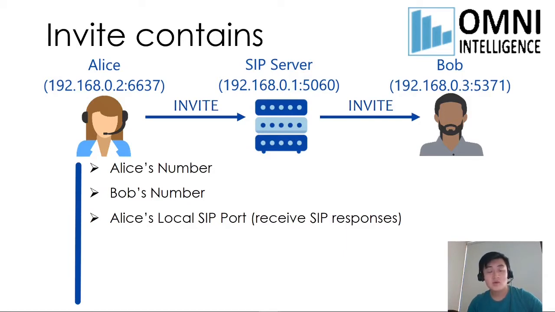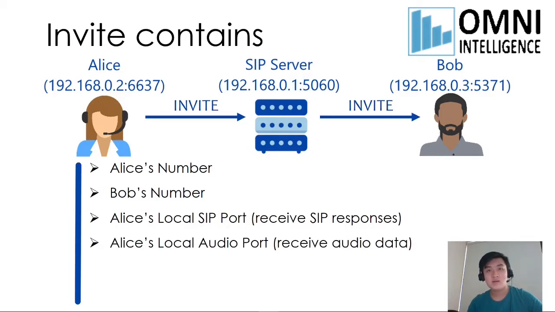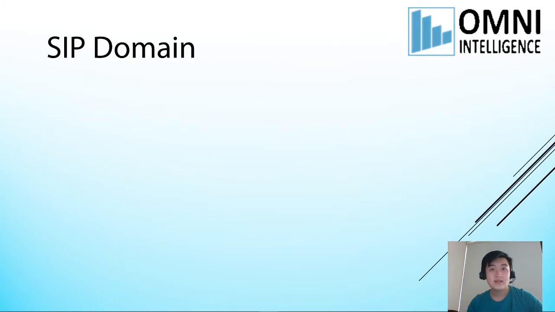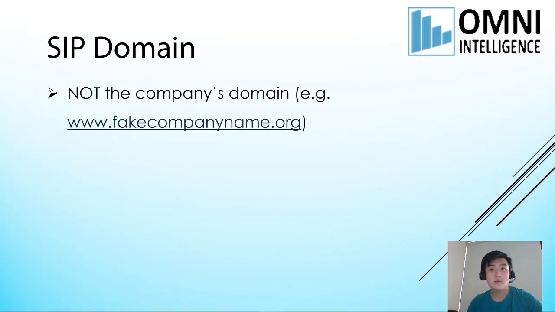But where does audio RTP data go? For that, we'll need Alice's local audio port to receive audio data captured from Bob's mic. Another thing we need is the SIP server domain. So, quick side note, I'd like to mention that the SIP domain is not the company's domain and is also not your PC's DNS. This is a common misconception.